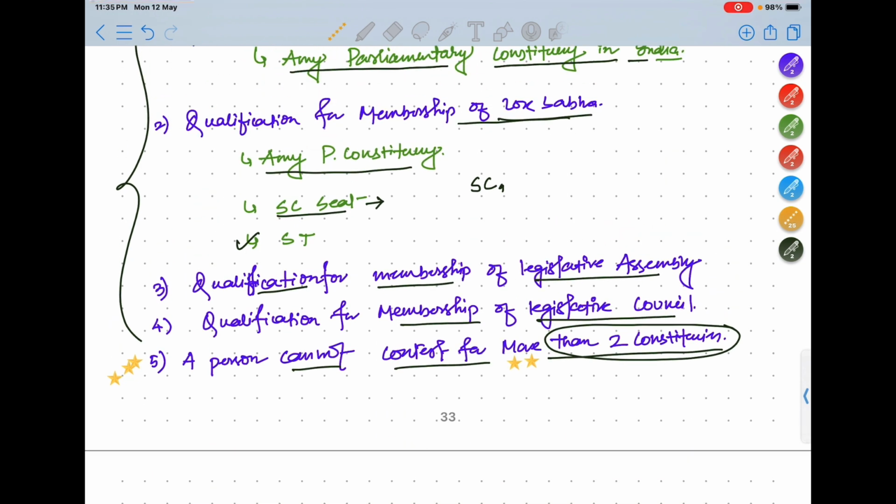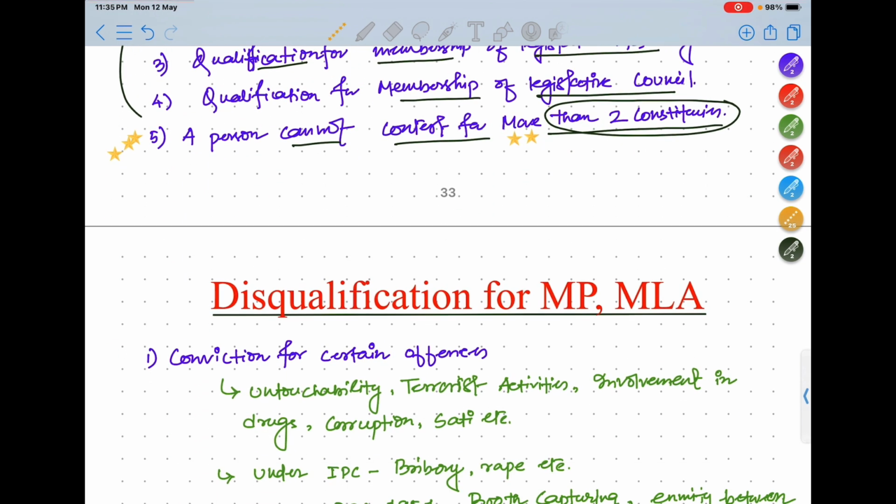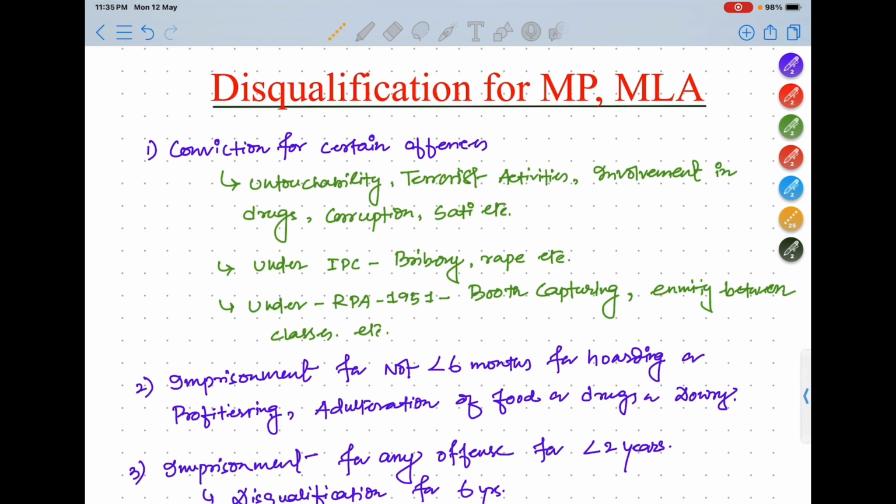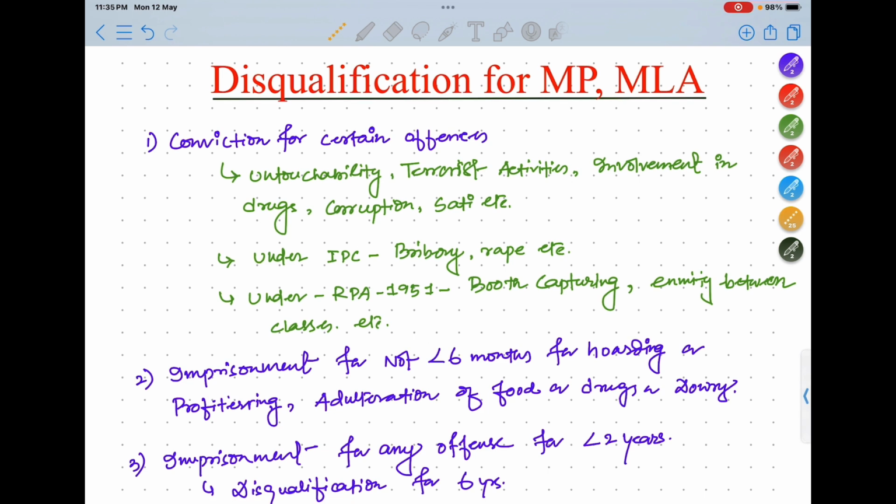So next thing that we are going to study is disqualification for MP and MLA. Suppose, what are the different criteria by which an MP or MLA can be disqualified. Okay.